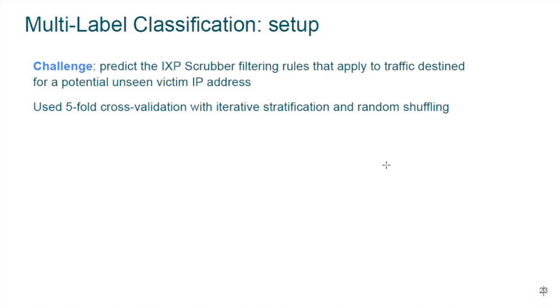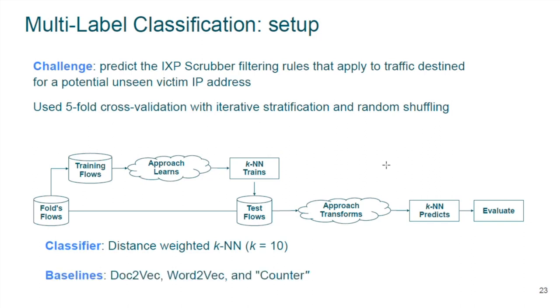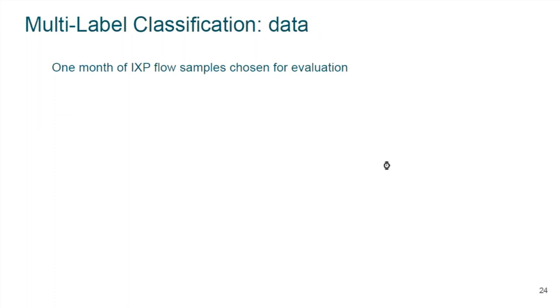We use five-fold cross-validation with iterative stratification and random shuffling, to make the folds similar. This is the overall process. As a classifier, we again adopted a very simple approach, which is KNN with K equals 10. We tried XGBoost and other things, but we stick with KNN. And as baselines, we check doc2vec, word2vec, and counter to compare. These are not really baselines, because they are not tailored to DDoS, but they provide a comparison.